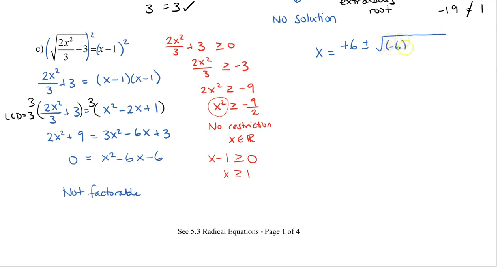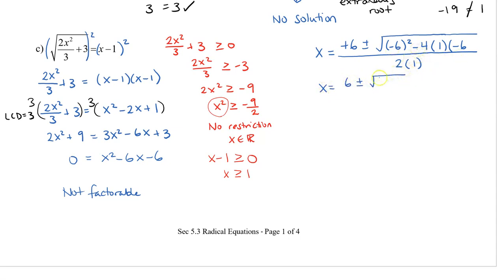And it'll be negative b squared. Sorry, not negative b squared. It'll be negative 6 all squared. Make sure you put that in brackets. And then minus 4 times a, which is 1, and then times c, which is negative 6. All of this will be over 2 times a, which in this case will be 2 times 1. So we have x is equal to 6 plus or minus.